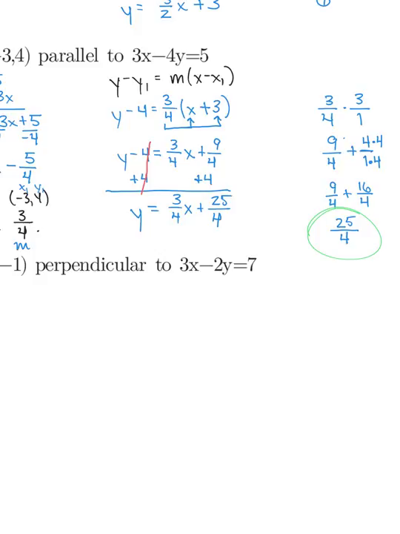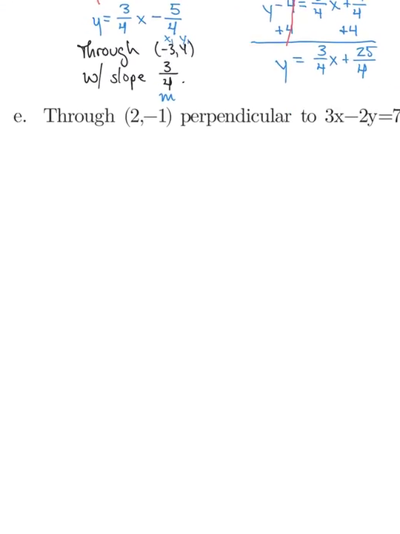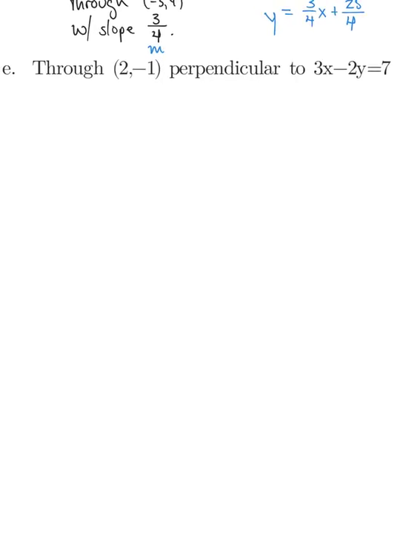So now let's look at the last one, and the last one is perpendicular. So we want to find the line through 2, -1, perpendicular to 3x minus 2y equals 7. So similar to the parallel problem, remember that we have a relationship for slopes between perpendicular lines. So the first thing I need to do is I need to find the slope of the given line.